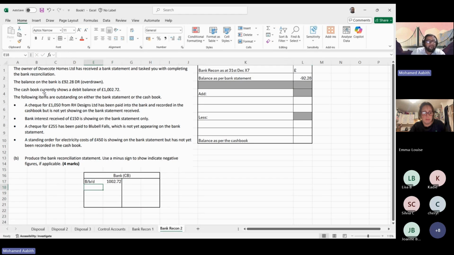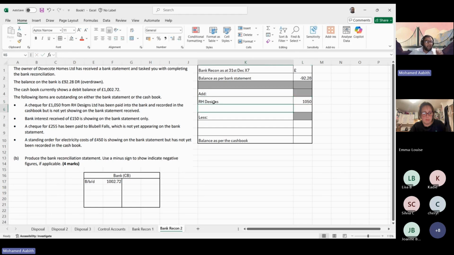They're saying here the following items are outstanding on either the bank statement or cash book. A check of £1,050 from RH Designs Limited has been paid into the bank and recorded in the cash book, but not yet showing on my bank statement. So therefore, this is a timing difference. It is going to be an outstanding lodgement. So RH Designs, and I'm going to say that is for the value of £1,050.